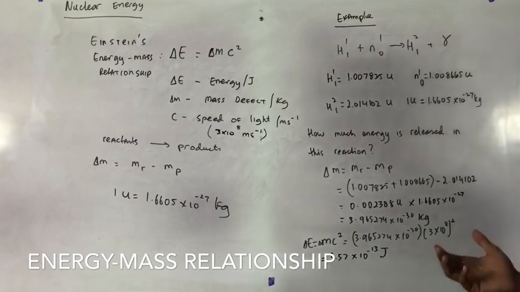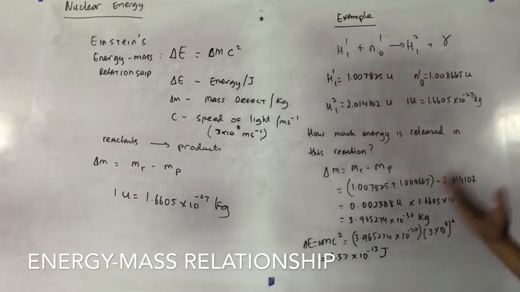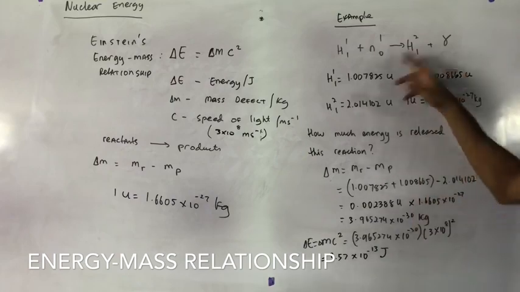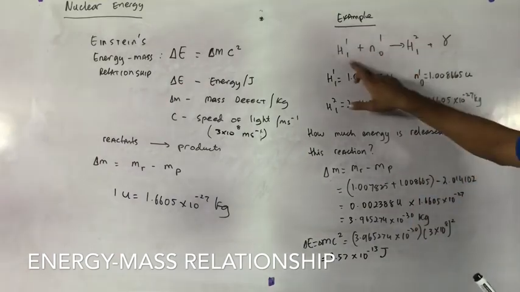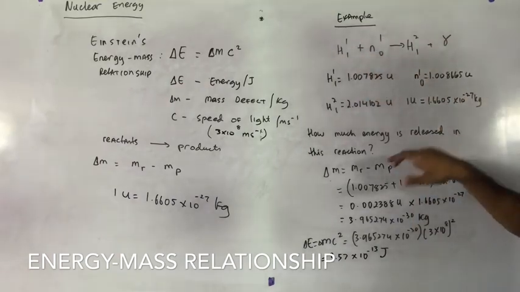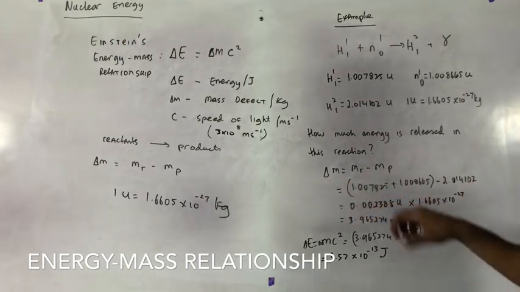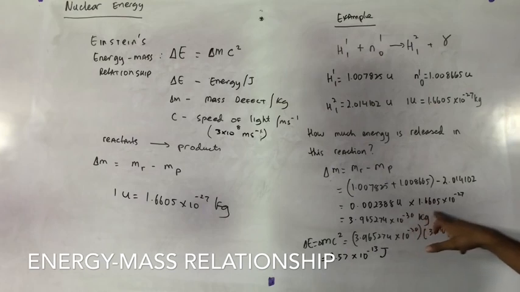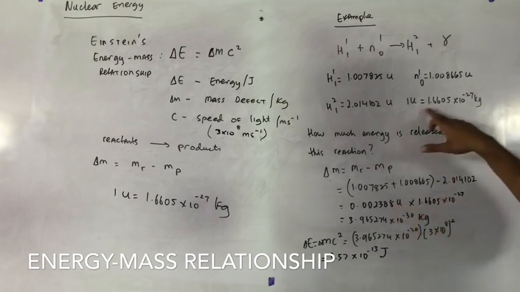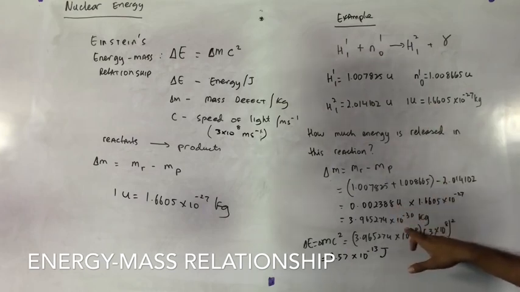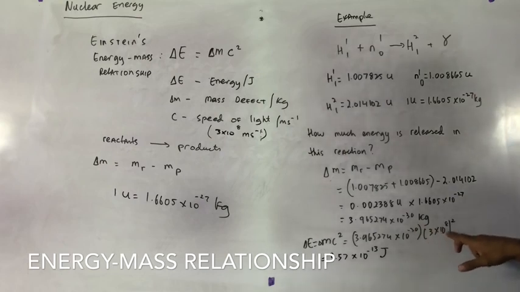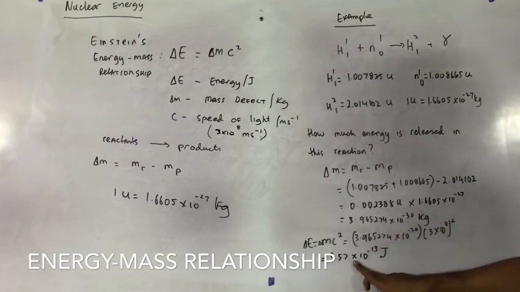Right? Let's look at it quickly. Balance the equation, because some questions may ask you to balance it first. Make sure it balances: 1 plus 1 is 2, 1 plus 0 is 1. Good. Find the change in mass, mass of reactants minus mass of products. You'll get it in U, multiply it by the conversion to get it in kilograms, then multiply it by the speed of light squared. Please don't forget to do this. And when you work it out, you get this answer.